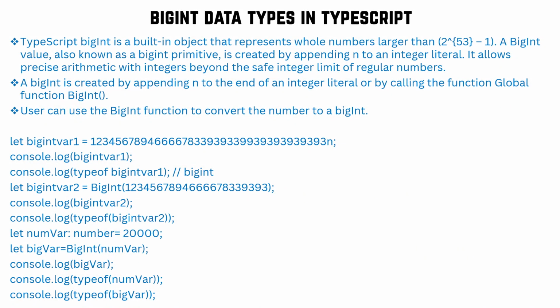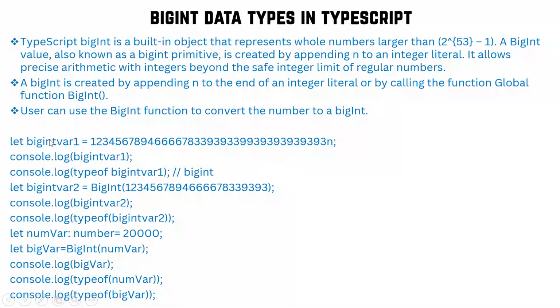So TypeScript BigInt is an inbuilt object which represents whole numbers larger than 2 to the power 53 minus 1. A BigInt value, also known as a BigInt primitive, is created by appending n to the end of an integer literal. It allows precise arithmetic with integers beyond the safe integer limit of a regular number. So whenever you want to do that, BigInt is created by appending n to the end of an integer literal or by calling the global function called BigInt.